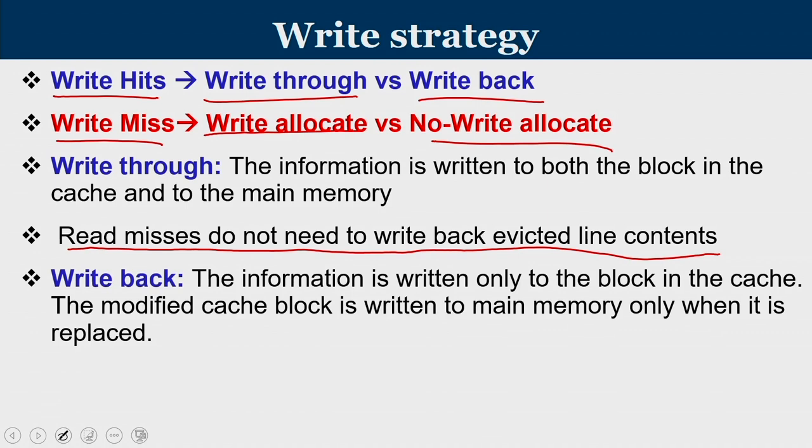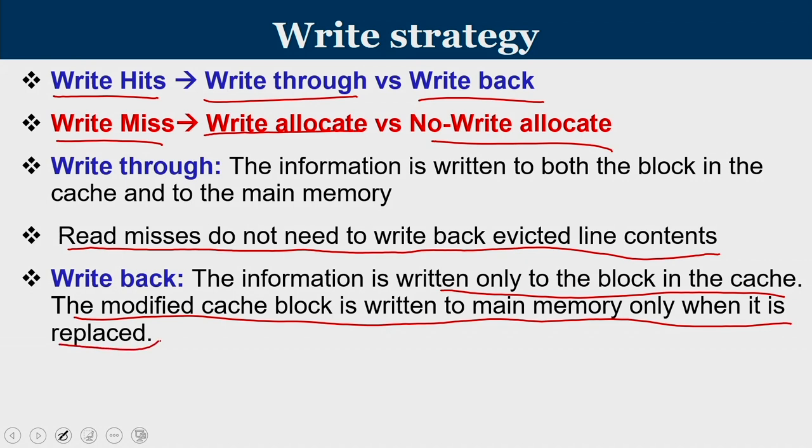Now, coming to the second category of cache, which is called write back cache, the information is written only to the block in the cache. So, the main memory and cache will have different copies of the same block. The modified cache block is returned to main memory only when it is replaced.